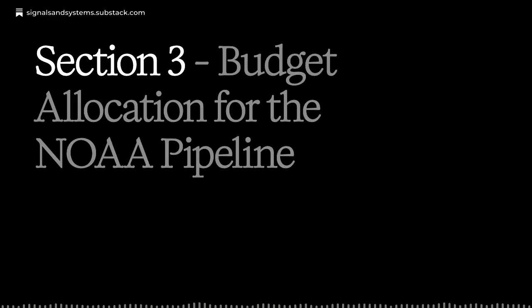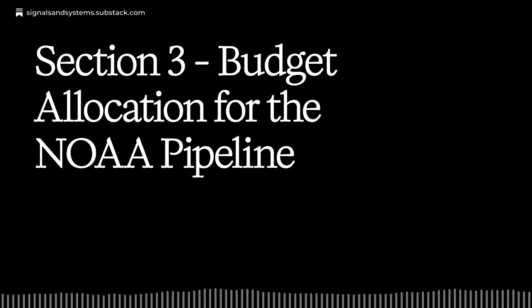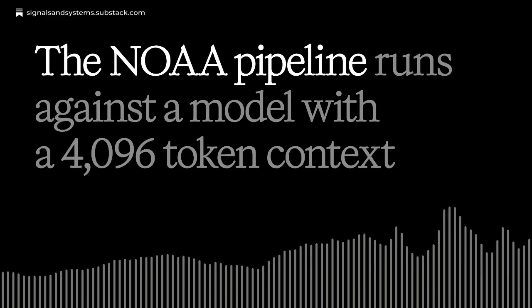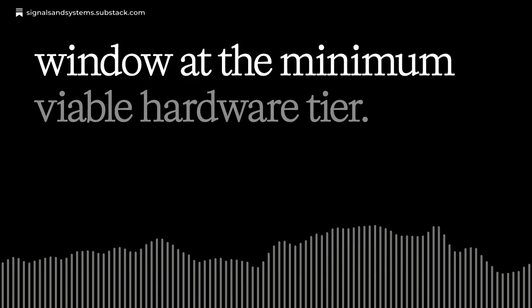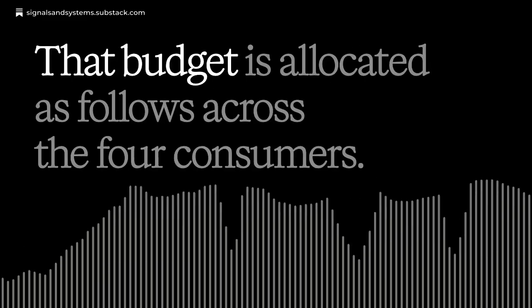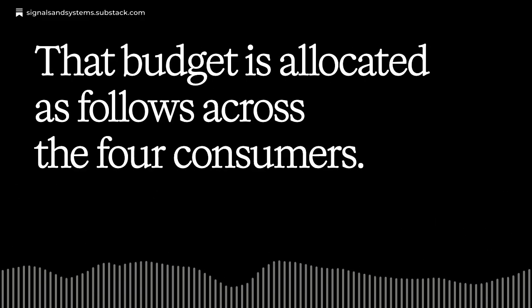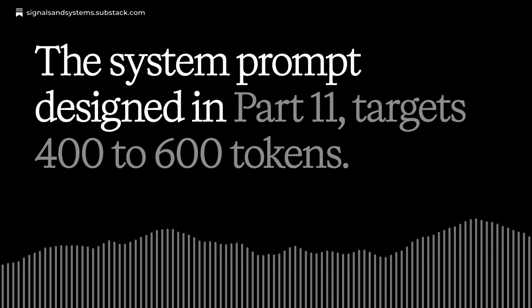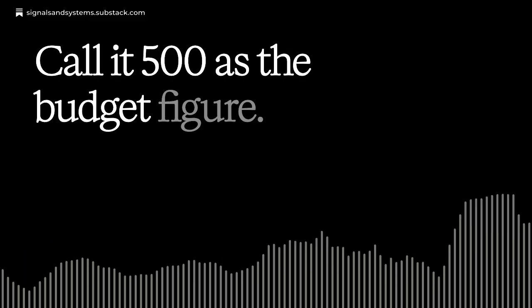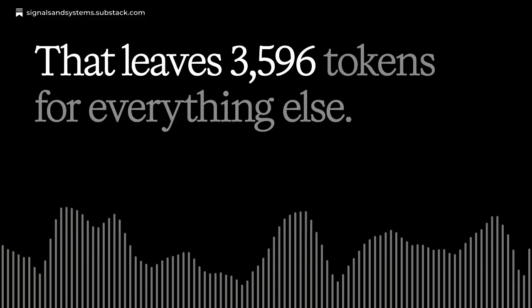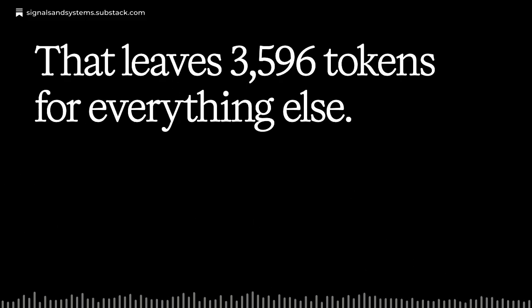Section 3. Budget allocation for the NOAA pipeline. The NOAA pipeline runs against a model with a 4,096 token context window at the minimum viable hardware tier. That budget is allocated as follows across the 4 consumers. The system prompt designed in Part 11 targets 400 to 600 tokens. Call it 500 as the budget figure. That leaves 3,596 tokens for everything else.